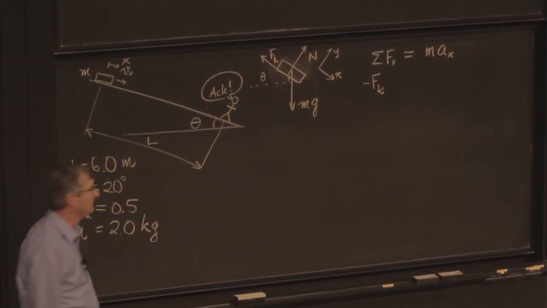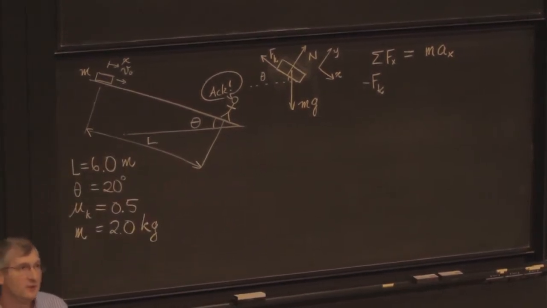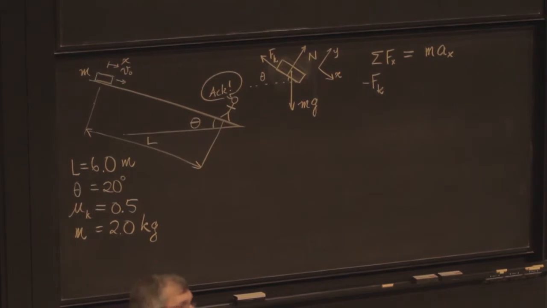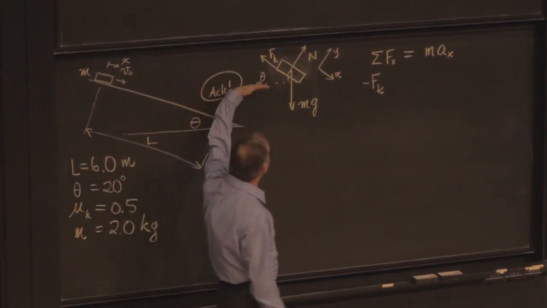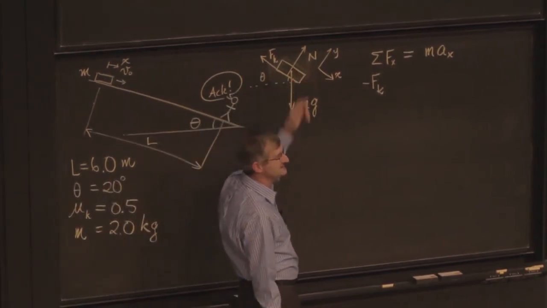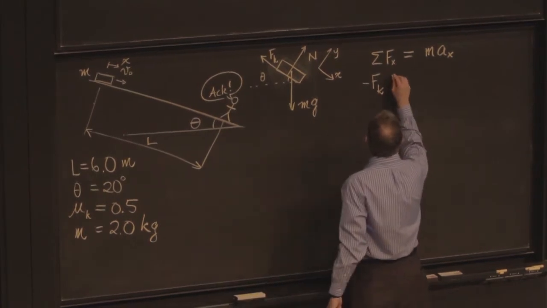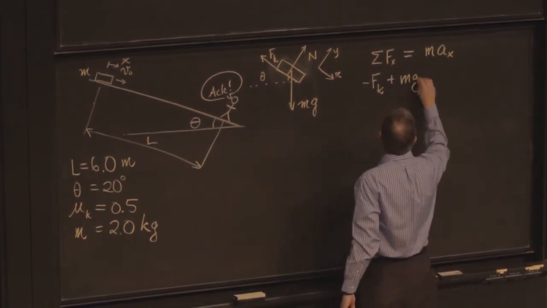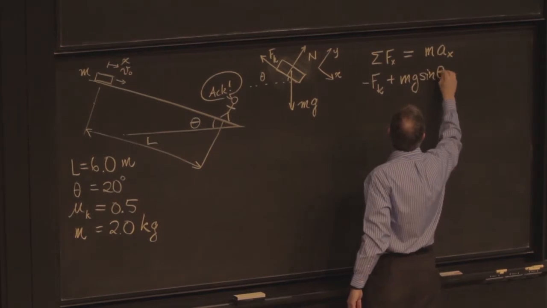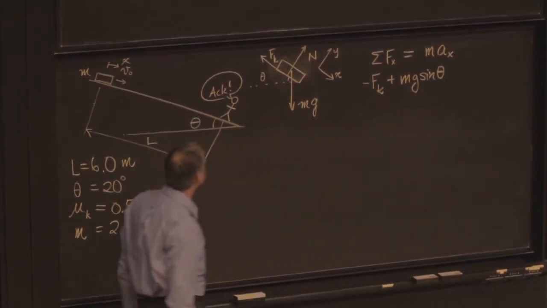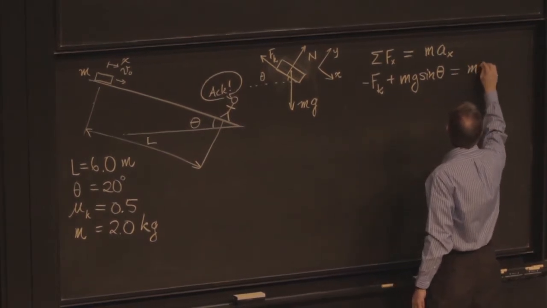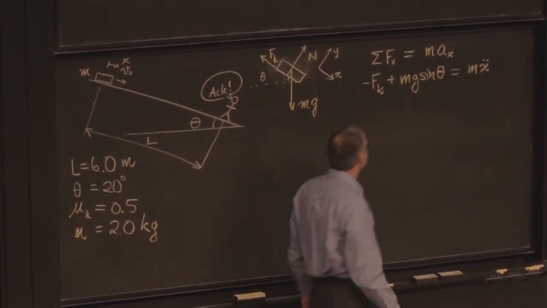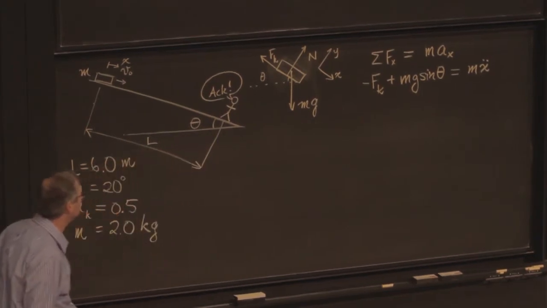Which component of gravity do I want? The sine or the cosine? Everybody knows by now? Okay, imagine that theta goes to 0, then none of it should count. That's the sine. So I'm going to say plus mg sine of theta. Anything else? No, that looks like it. That must be equal to m x double dot. Remember, dots are for a time derivative.